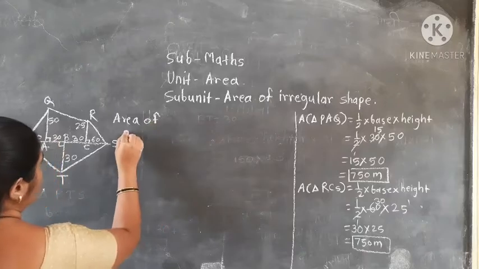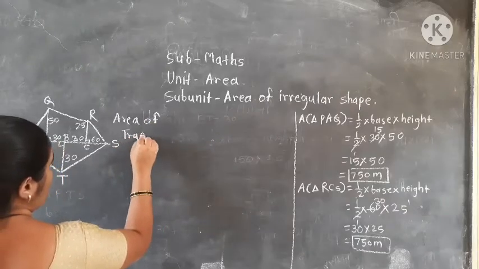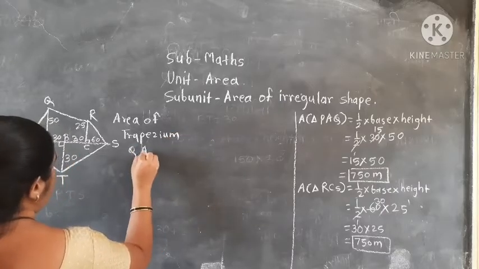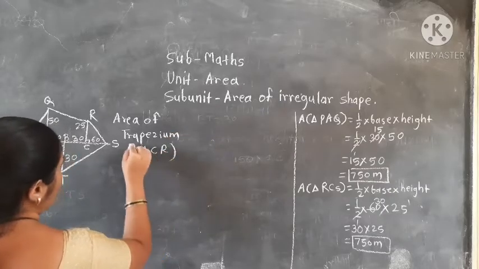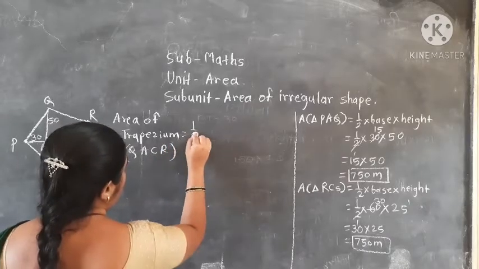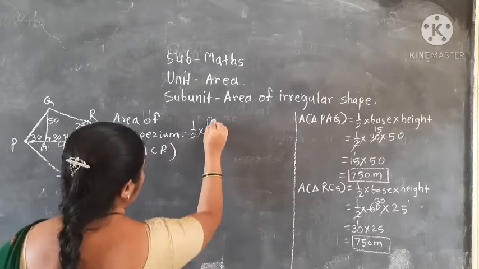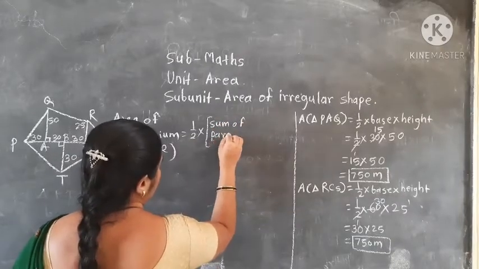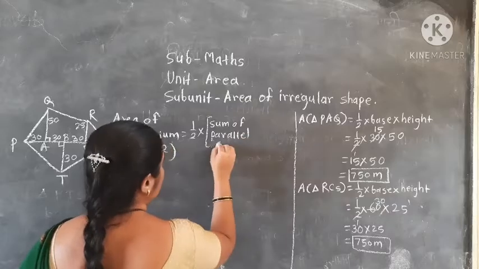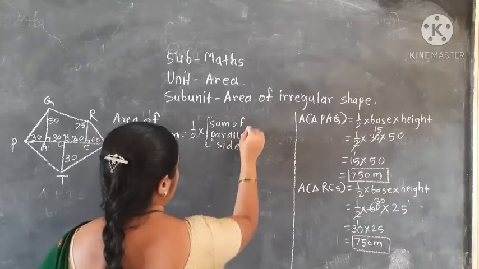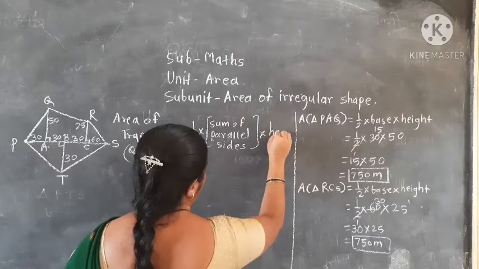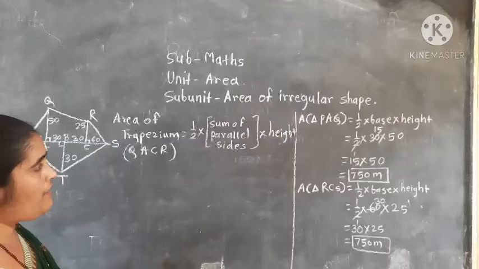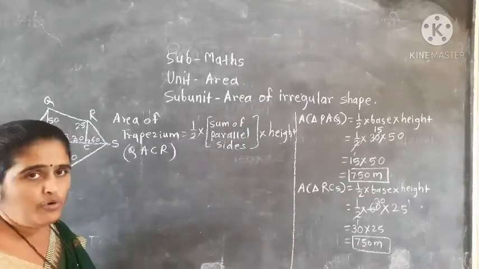Area of trapezium QACR is equal to 1/2 into sum of parallel sides into height. Okay, this is the formula of trapezium, 1/2 into sum of parallel sides into height.